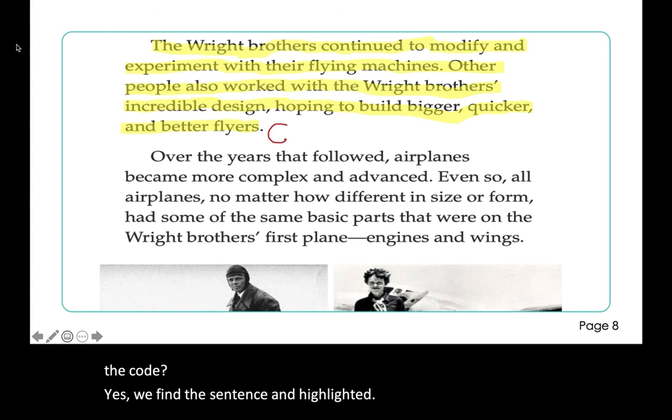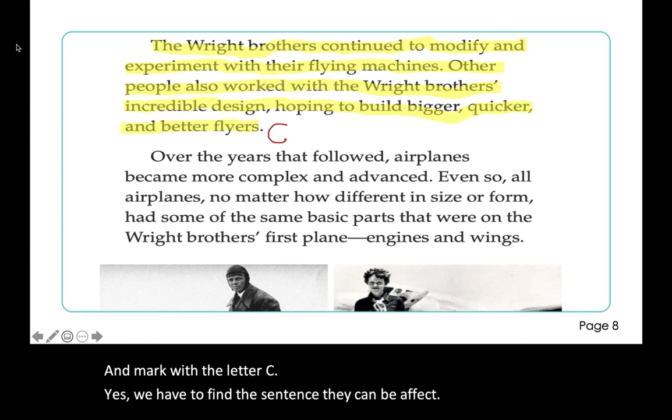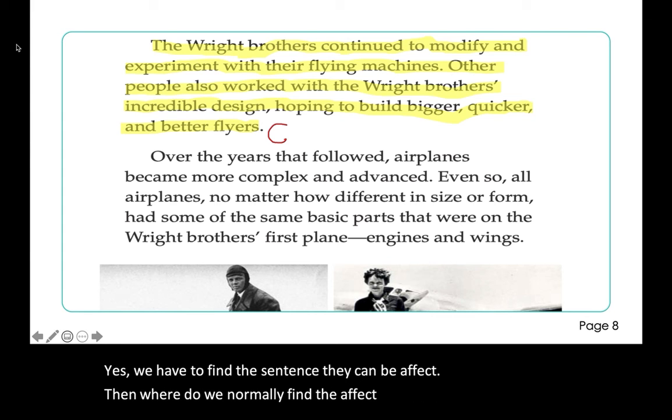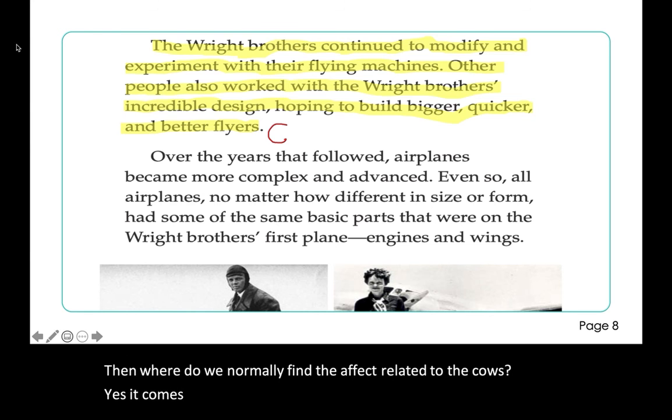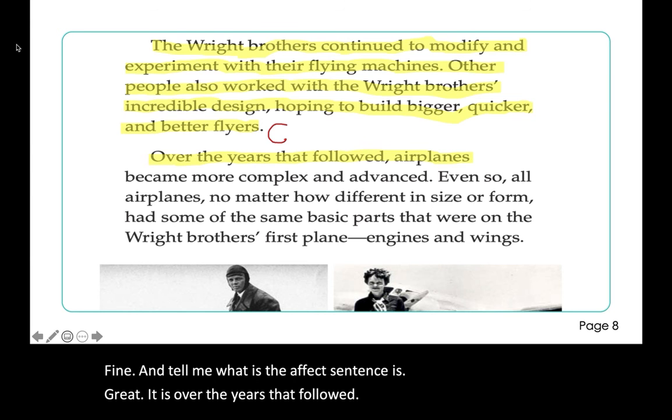And mark with the letter C. What's next? Yes, we have to find the sentence that can be affect. Then where do we normally find the affect related to the cause? Yes, it comes after the cause because the affect is something that happens after the cause. Good job, guys. Now, find and tell me what the affect sentence is. Great. It is: over the years that followed, airplanes became more complex and advanced.